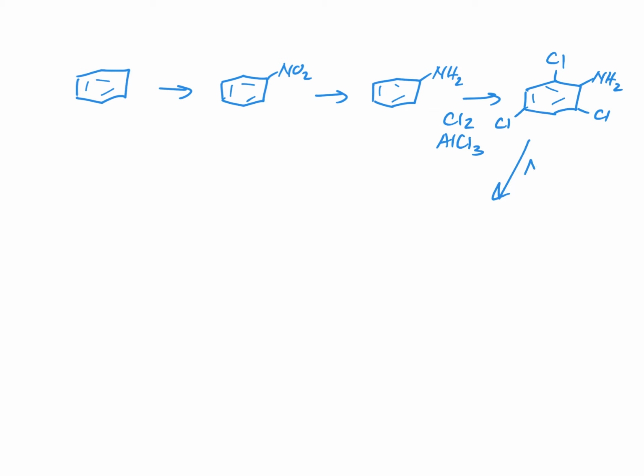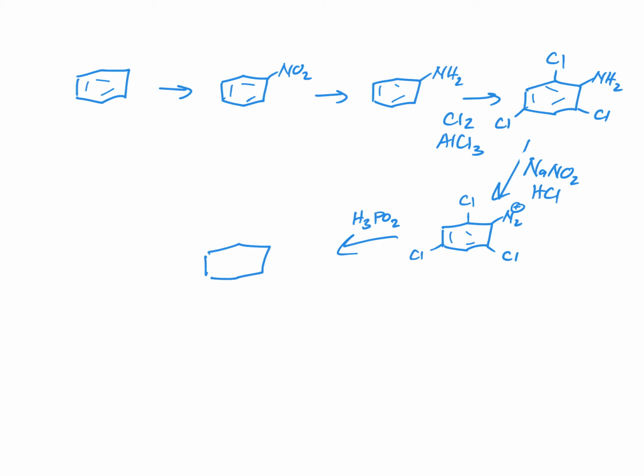Then we can change, sorry, that should be NaNO2. Then we could change to the aryldiazonium, with our 3 chlorines. And we could hit it with H3PO2. The N2 group goes away. We've got 3 chlorines all meta to each other.